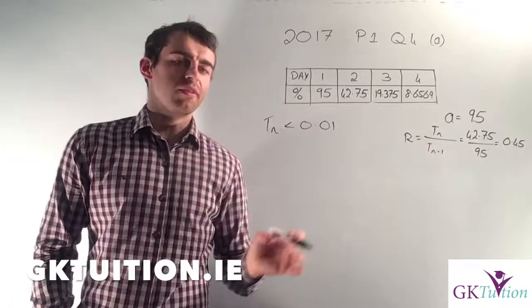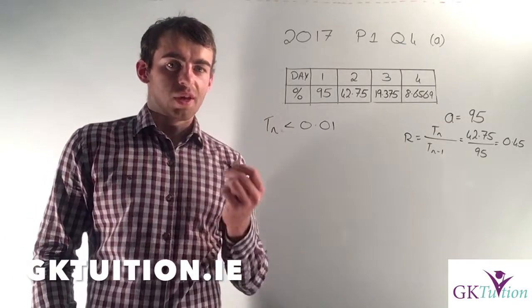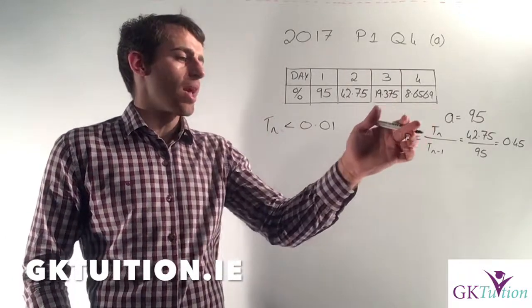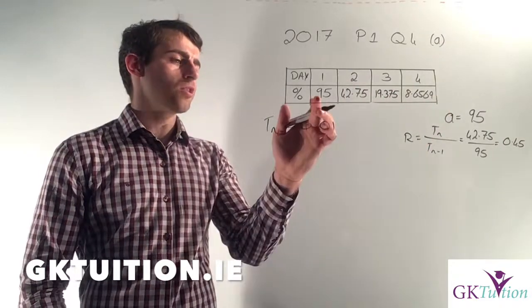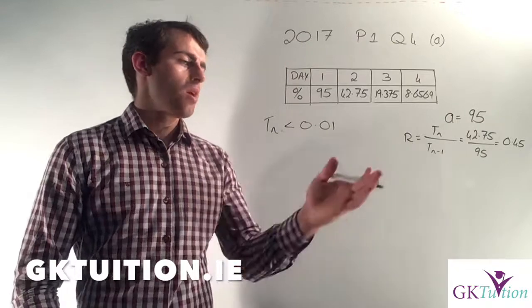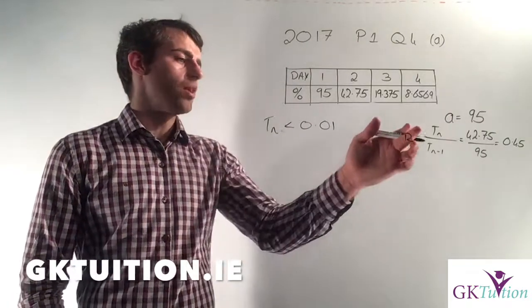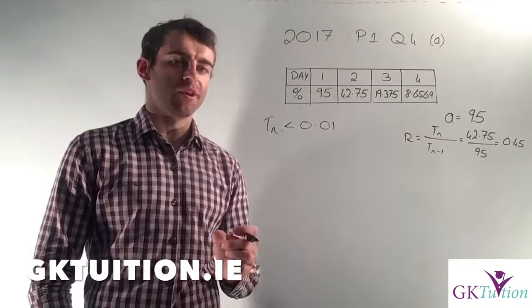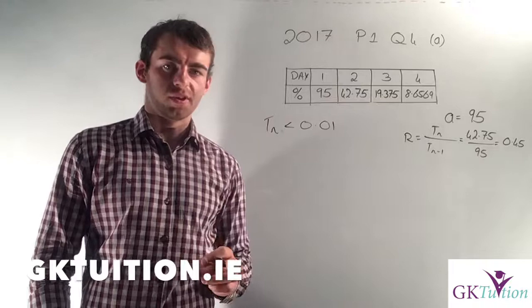So you'll notice I've already started a bit of the work here. If I know it's a geometric sequence, the first thing I'm going to do is get my a and my r. a is the first term, so the first term clearly is 95. And r is referred to as the common ratio. So the common ratio is Tn divided by Tn minus 1, or in other words, any term divided by the previous term.